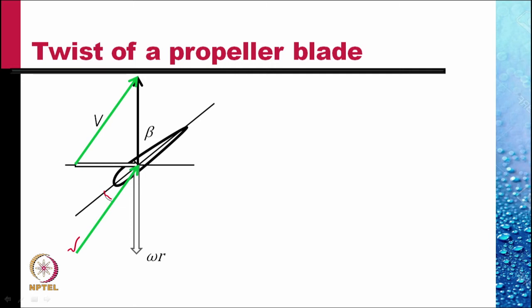Now suppose we take a section of the blade at a different value of R. Let us take it at a smaller R than this picture that we have drawn. The forward velocity is the same, and because of this, the red arrow gives you now the relative velocity of wind at this section of the blade, which is at a location inwards of the earlier section at which the relative velocity is V.